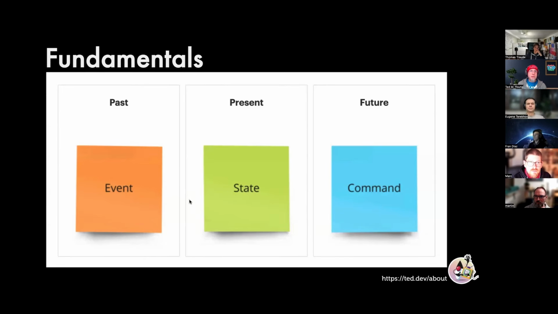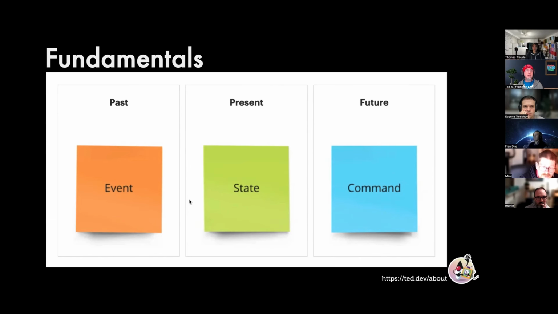So there are three fundamental pieces in event sourcing. There is the past, things that have happened, and we call these events. They are in the past. They are facts. In fact, I almost prefer to use the word fact rather than event, but it's an event. The present is the current state.